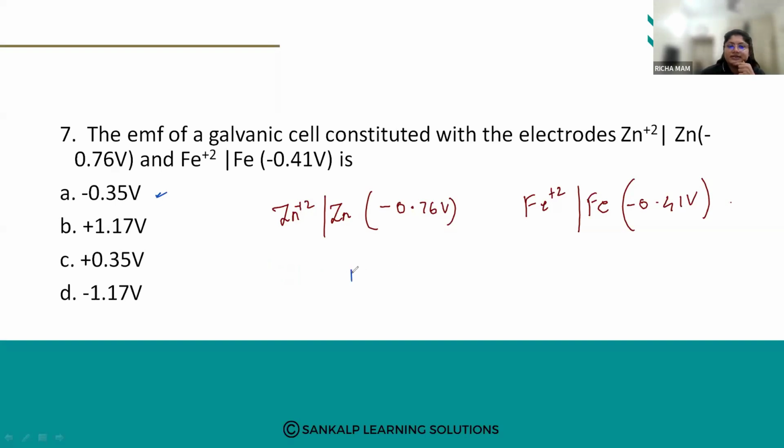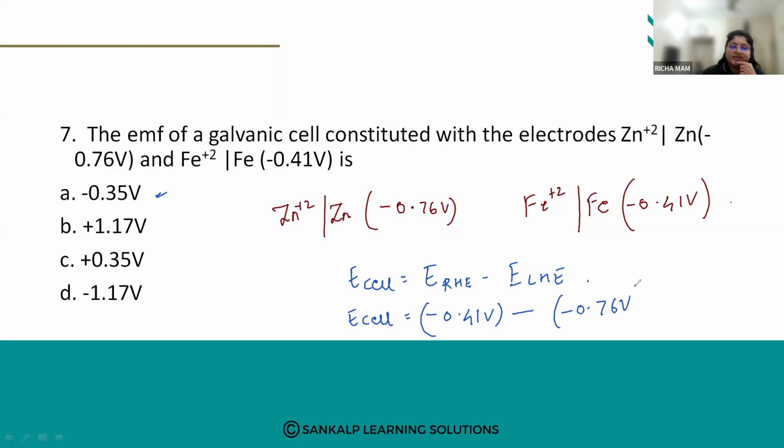Simple E cell. How to calculate E cell? E cell is equal to E right hand electrode minus E left hand electrode, cathode minus anode. Then E naught of cell is minus 0.41 volts minus of minus 0.76 volts. So it is minus 0.41 plus 0.76 volts. It will be plus 0.35 volts. Okay, so option number C.